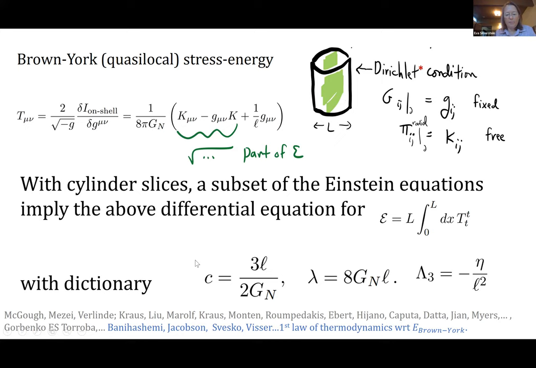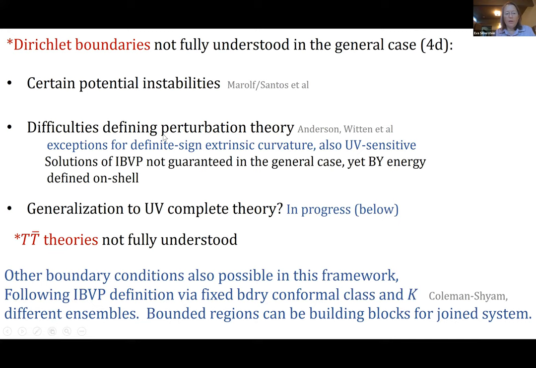The dictionary is going to look familiar from the usual AdS3/CFT2, with the addition of this lambda parameter being G Newton L, and eta is related to the bulk cosmological constant, which can be positive or negative, and this all goes through. Okay, so Dirichlet boundaries and other types of boundary conditions are weirdly still a very active area of research, and it's subtle. Here's kind of a laundry list of some of that.